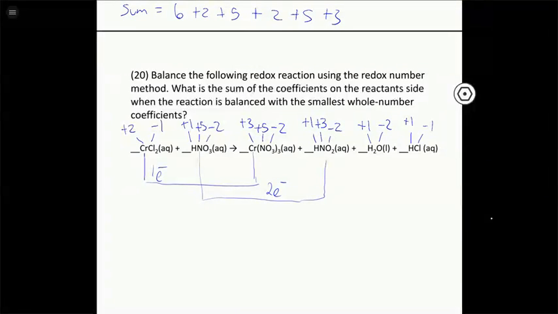But here we also have some nitrogen that's keeping the same oxidation number. So on the reactant side, all of our nitrogen is +5. But on the product side, we have some that's +3. But we also have some that is still +5. So the easiest way to handle this situation is we're going to balance the nitric acid in 2 separate parts.